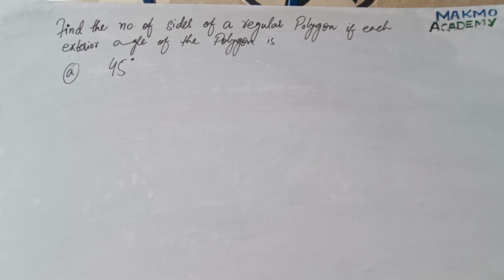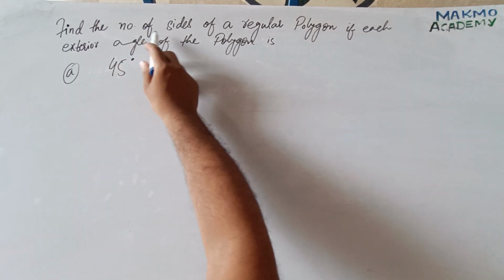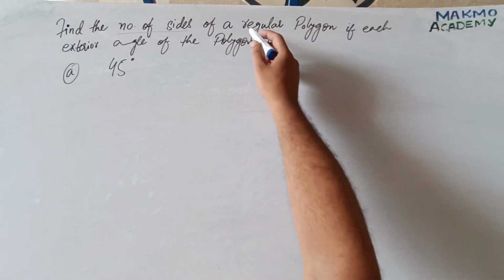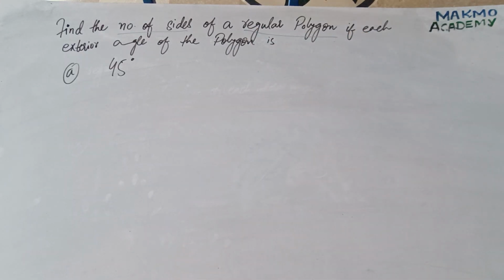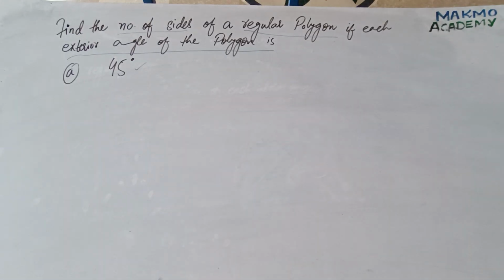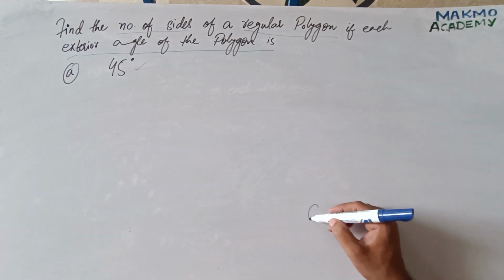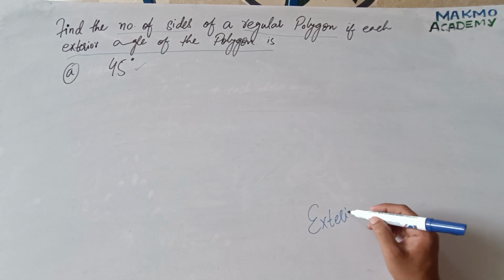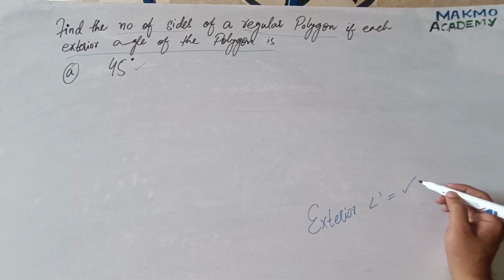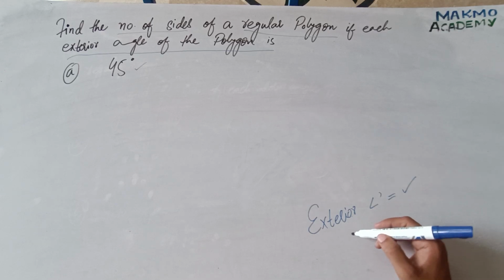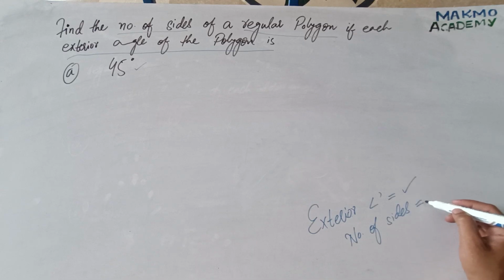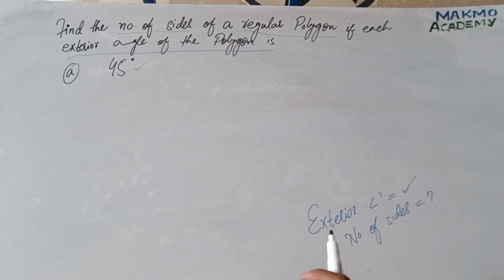Alright guys, now we have another problem. Find the number of sides of a regular polygon if each exterior angle of the polygon is 45 degrees. Now what is given? The exterior angle is given, and we need to find the number of sides, which is unknown. So how do we find the number of sides when only the exterior angle is given?